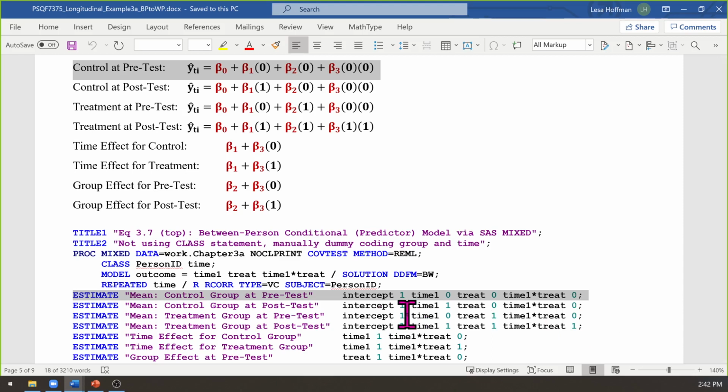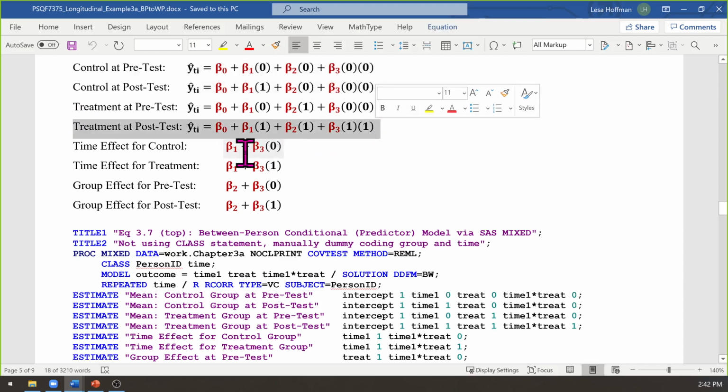Well, if I want it for the control group, then I only need beta 0, because for the control group, every other term would be zeroed out. Whereas, for instance, if I want the mean at treatment for post-test, that's when every other term becomes 1. And so I would pick up 1s in there.